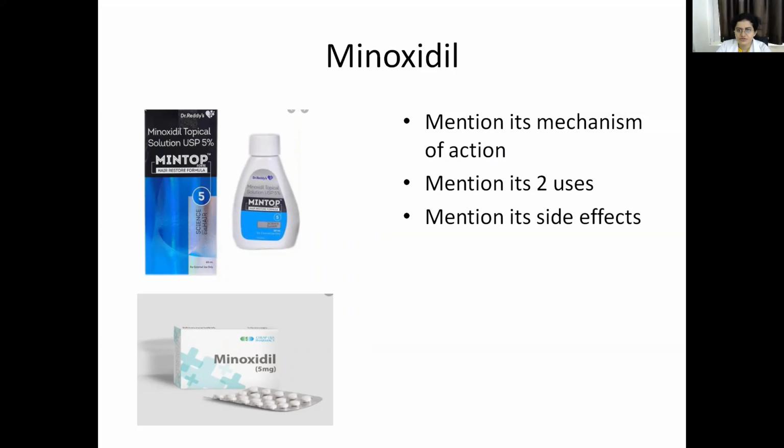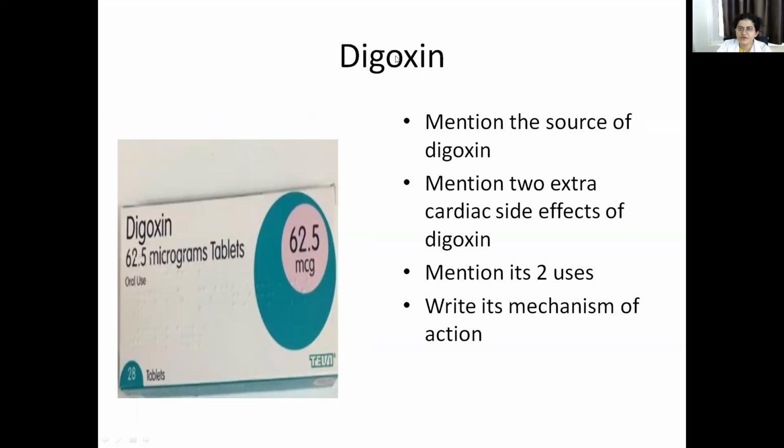Mention two uses. One is hypertension, and second, it is available in the form of a 5% topical lotion, and it is used mostly in male pattern baldness, because it stimulates the growth of the hair shaft protein. Mention the adverse effects: same vasodilatation, so there will be mostly headache, and then flushing and palpitations. Then digoxin. What is digoxin?